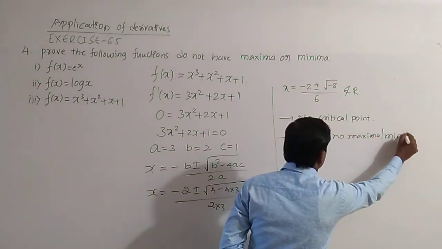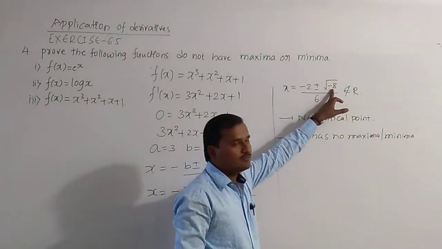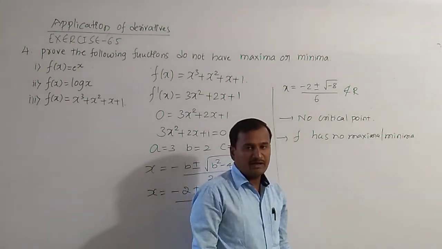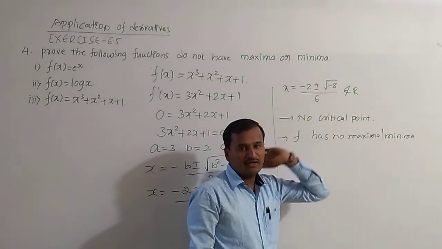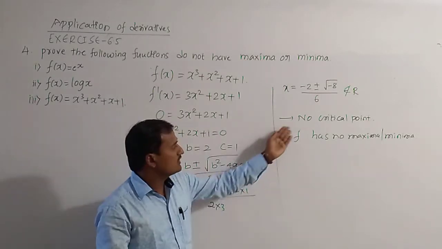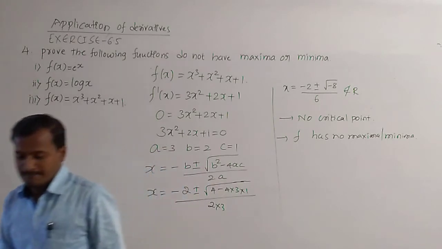No critical point means f has no maximum or minimum. Right? So suppose if you are getting the root of a positive number, then clearly x belongs to the set of real numbers. But here we are getting the root of a negative number and it does not belong to real numbers. Hence no critical point. Hence no maximum or minimum. Okay.